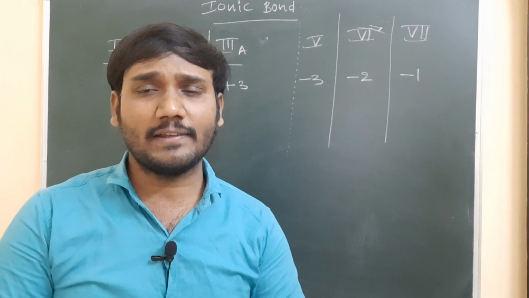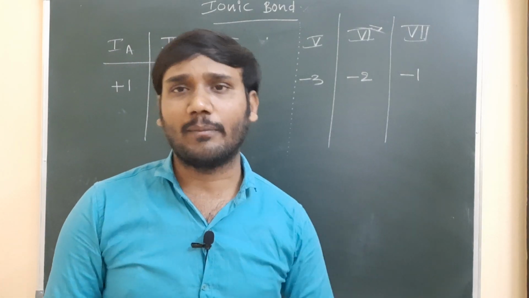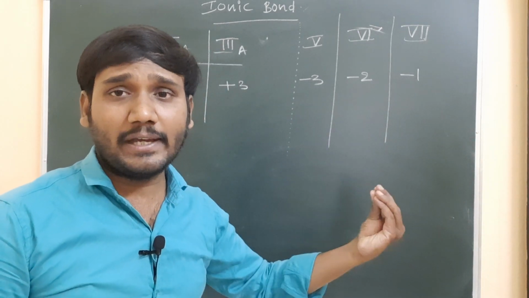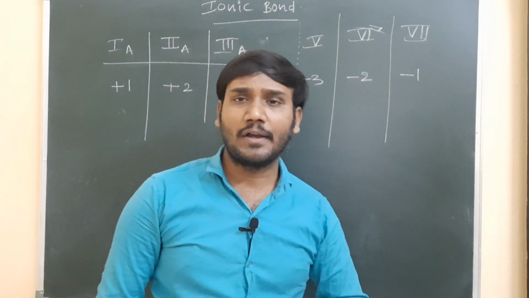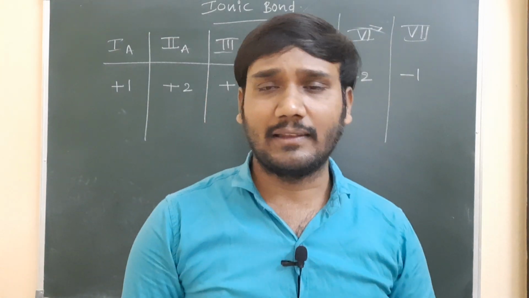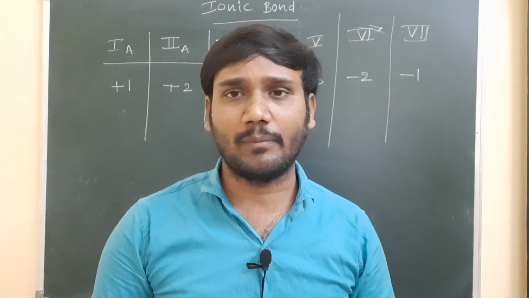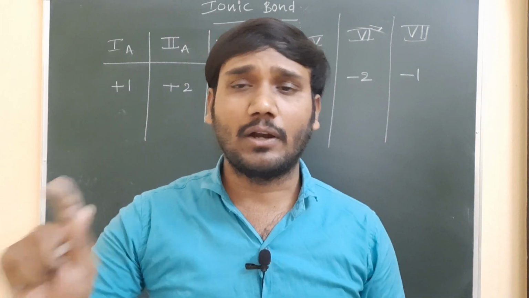According to Kossel and Lewis, the elements which have 8 electrons in their valence shell are stable. Before that, they do not have 8 electrons. Only the 18th group elements like neon, argon, krypton, xenon, radon have 8 electrons in their valence shell, and only those we consider stable. The remaining elements, the first, second, third, fourth, fifth, sixth and seventh groups, are not at all stable.